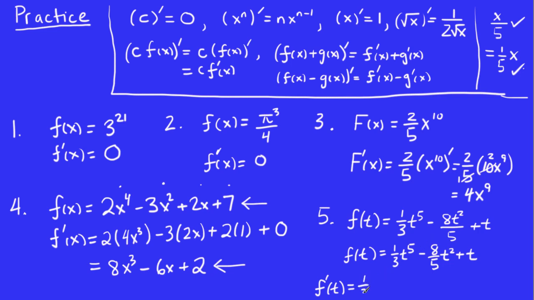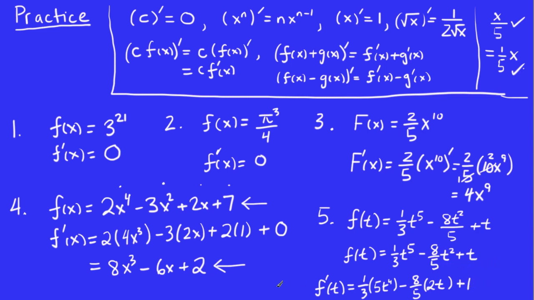So the 1/3 comes out front using the rule right here. And then we multiply that by 5t to the 4. And then subtract 8 over 5. And then the derivative of t squared is 2t to the 1. But I won't bother writing the 1 since it's unnecessary. And just like the derivative of x is 1, the derivative of t is 1. So there we go. That needs to be simplified.